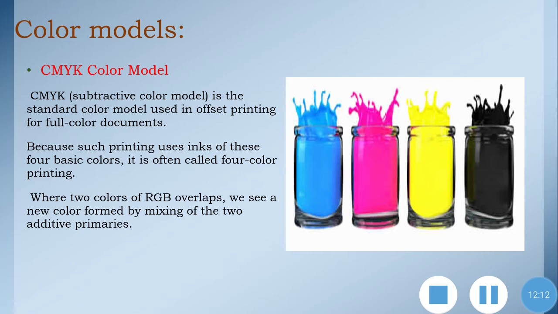CMYK stands for the color model used for offset printing or full color documents. Because such printing uses ink of these 4 basic colors, it is often called 4 color printing. Where 2 colors of RGB overlap, we see a new color formed by mixing 2 additive primaries.